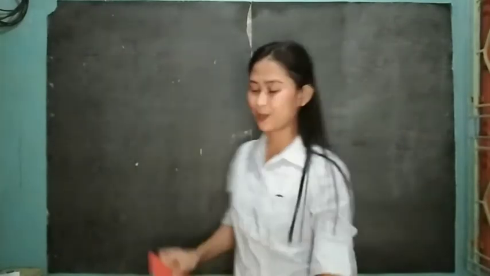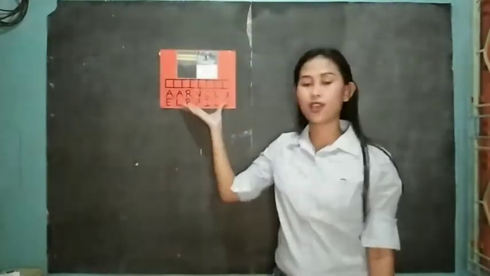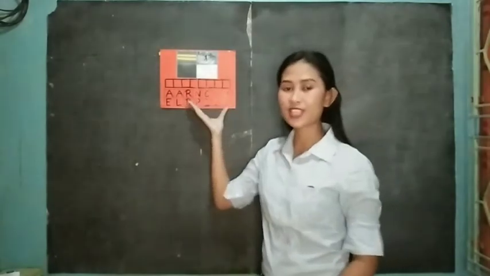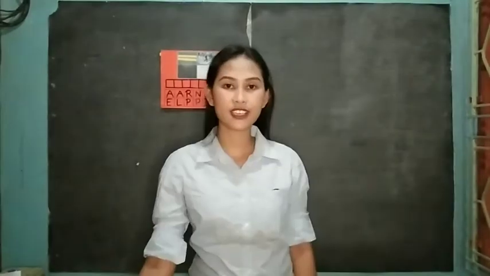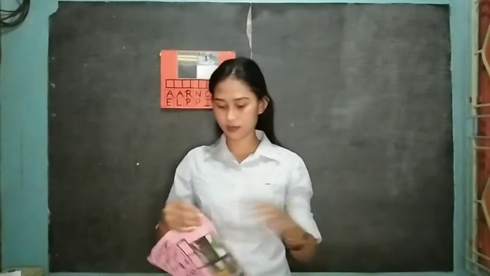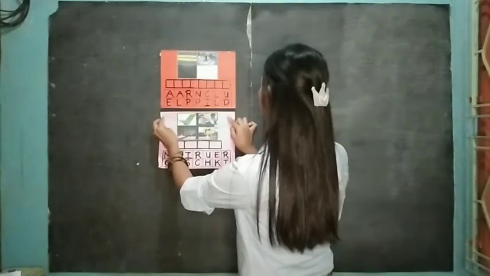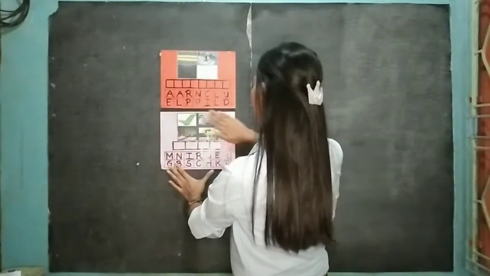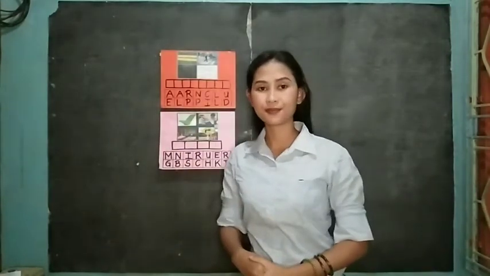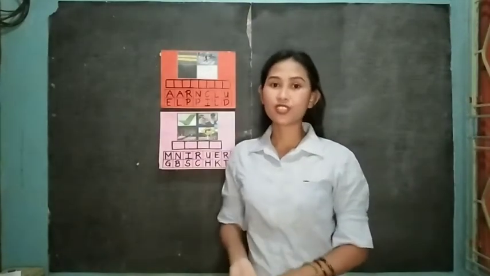For the first picture, what is this, Alex? Very good, Alex. The word that represents this picture is parallel. The second picture. Now, who can guess? Yes, Danielle? Very good, Danielle. Let's move on to the third picture.